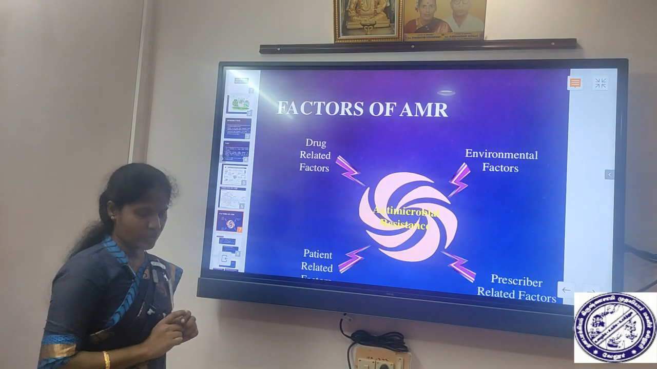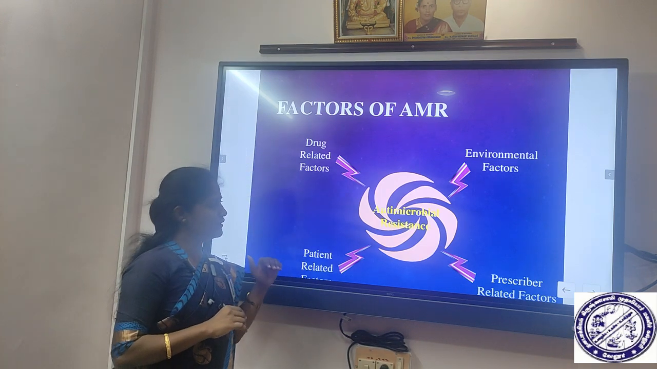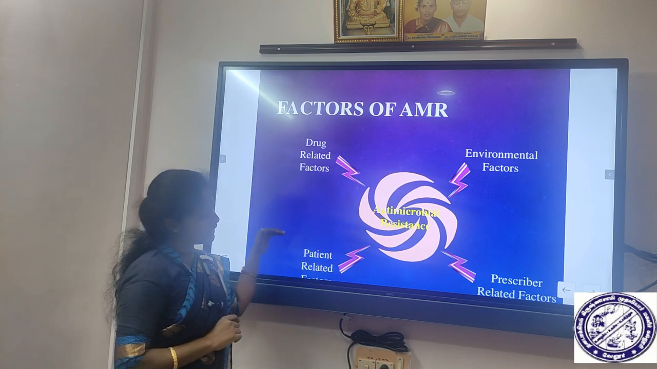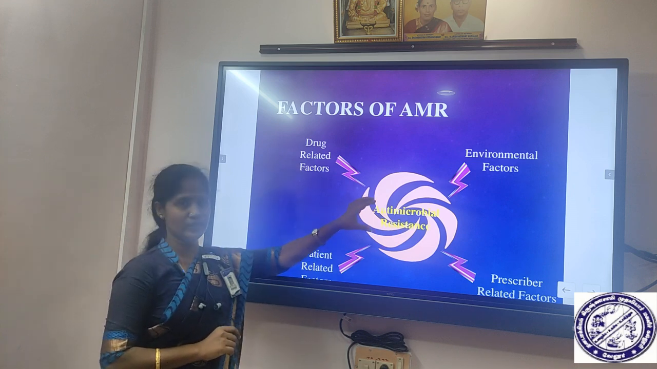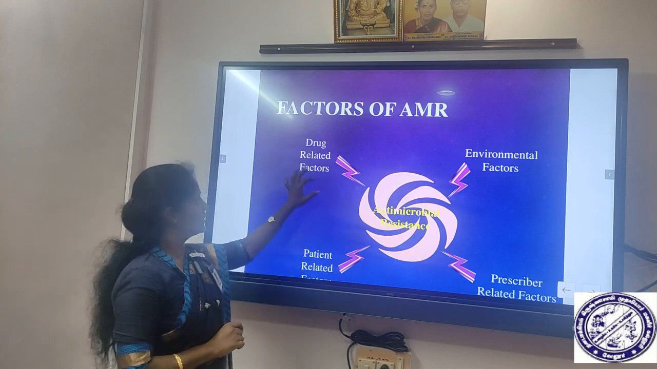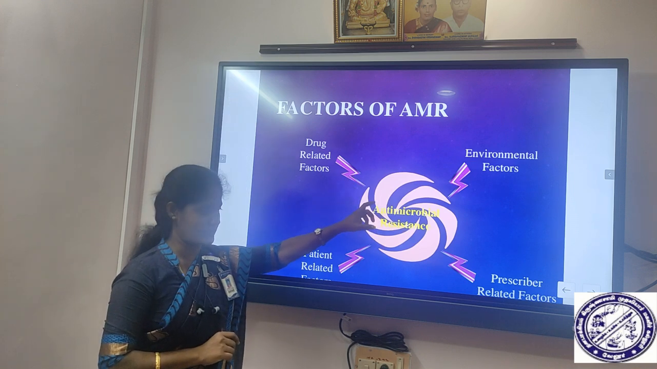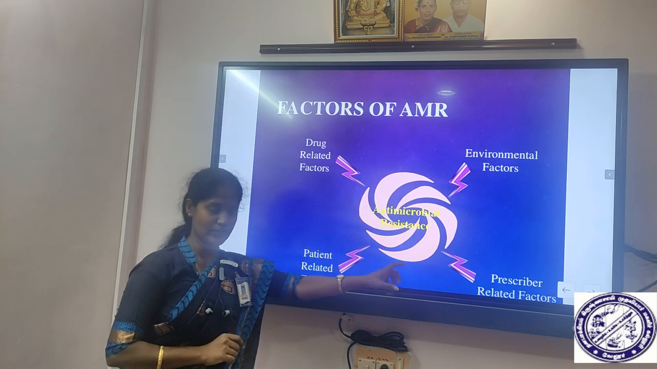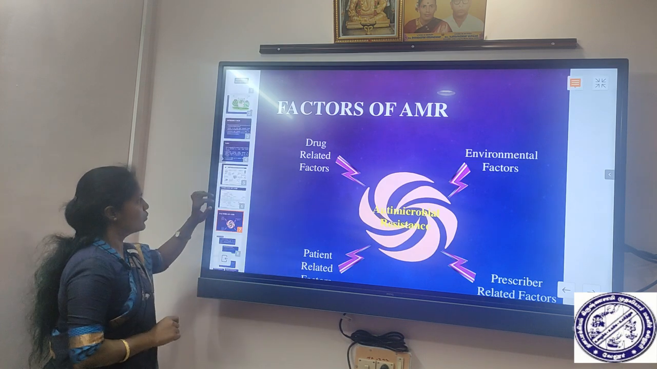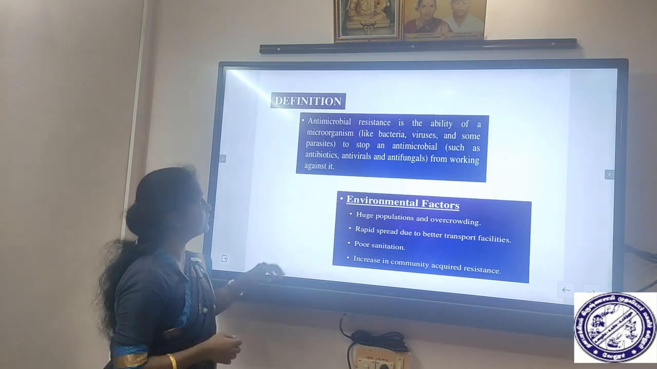So we know what antimicrobial resistance is. Now we go to the factors which are responsible for antimicrobial resistance. Here I have given 4 points which are mainly responsible. The first one, drug related factors; second, environmental factors; third, prescriber related factors; and fourth, patient related factors. So what is meant by drug related factors? In the forthcoming slides we will see.